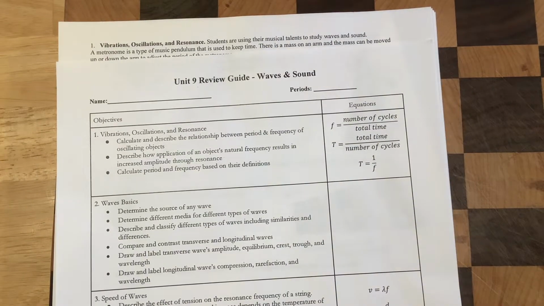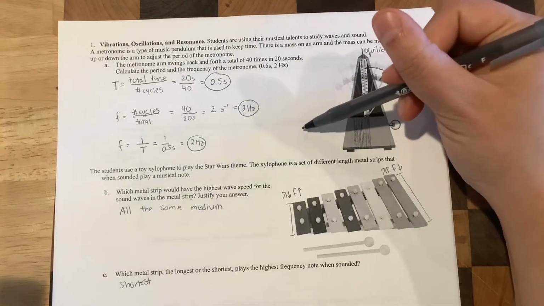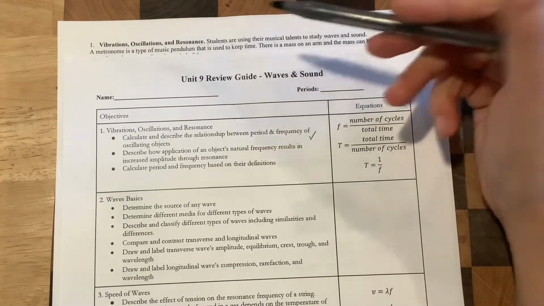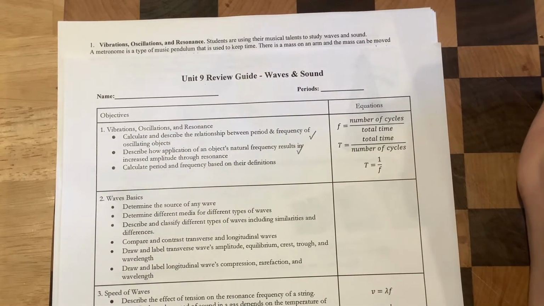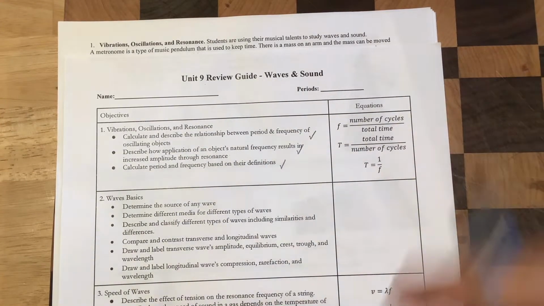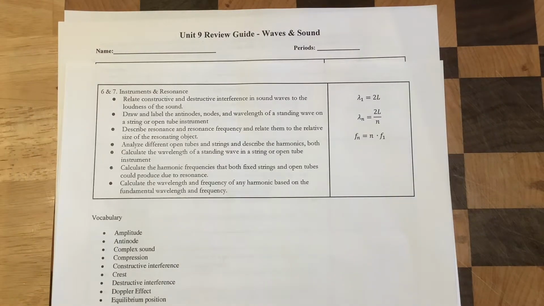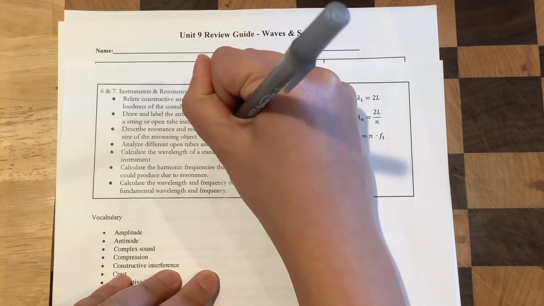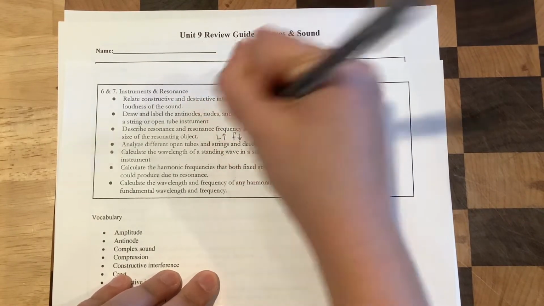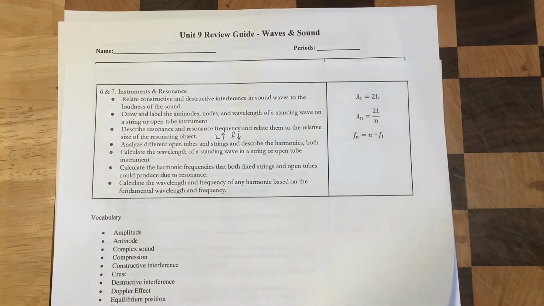So let's double check. Can we calculate the period and frequency of oscillating objects? Yes, that was this. Can we talk about resonance? Yes, that was the swing question. We calculated period and frequency based on their definitions, and bonus, we got this harmonics business. We actually also talked about how the resonance frequency is related to the size of the resonating object. We know that the longer metal strip had the lower frequency. The longer object had the bigger wavelength, so lower frequency, lower note.